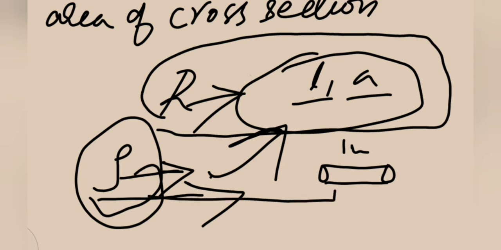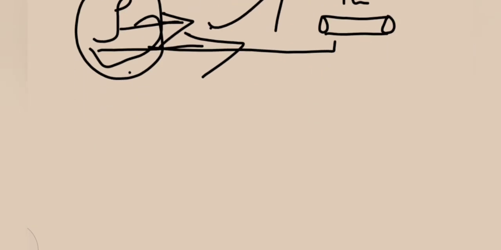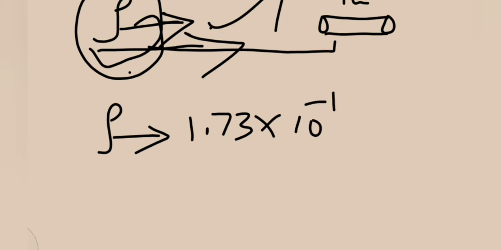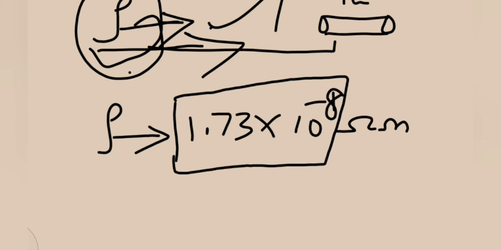So this resistivity is actually the property of the material itself. That is, if you say that the resistivity of copper is 1.73 into 10 raised to minus 8 ohm meter, I'll give the unit later, then it means that the resistivity is constant for that copper, whether it is 1 meter copper, 2 meter copper, or any length or any area of cross section. It won't change. If it is copper, the resistivity will be 1.73 into 10 raised to minus 8 ohm meter.